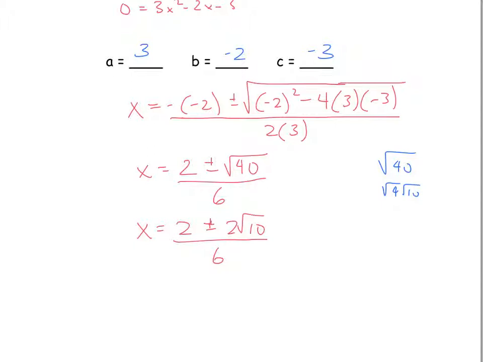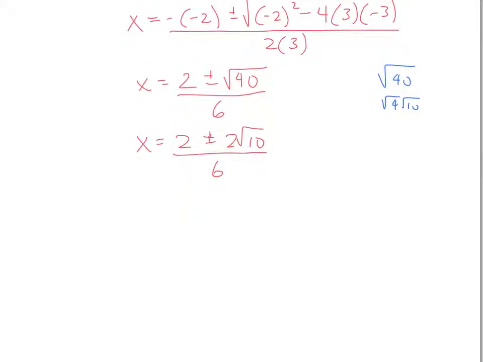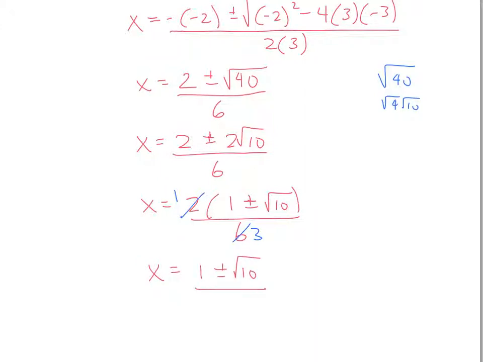I'm going to use the exact same strategy as last time again. We have a common factor of 2, so I'm going to take out that common factor of 2. What you're left with is 1 plus or minus square root of 10 over 6. So now you have a common factor here of 2 and 6. You can cancel those out. So this is 1 and this is 3. And your final answer, simplified version, is 1 plus or minus square root of 10 over 3.